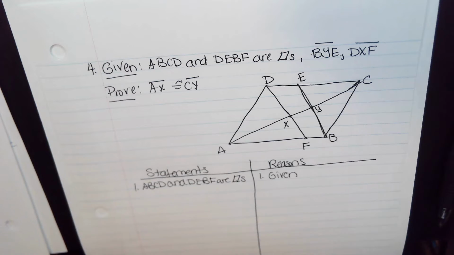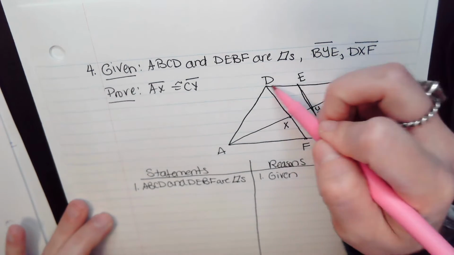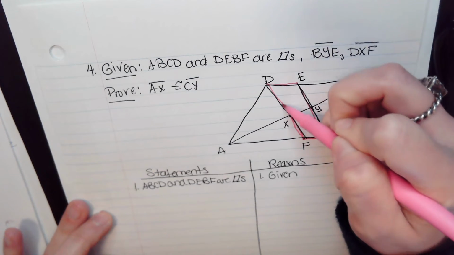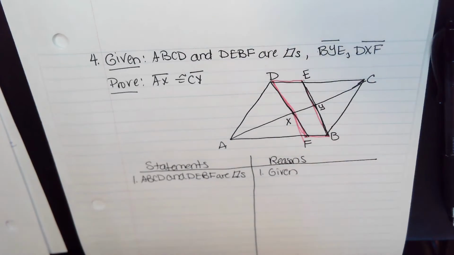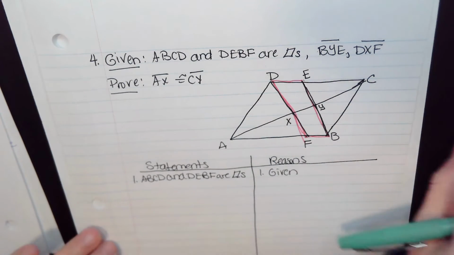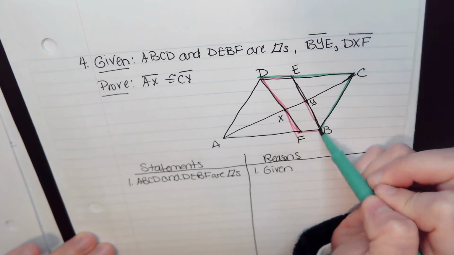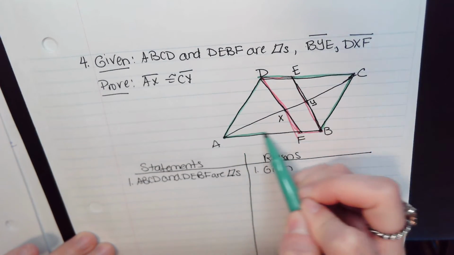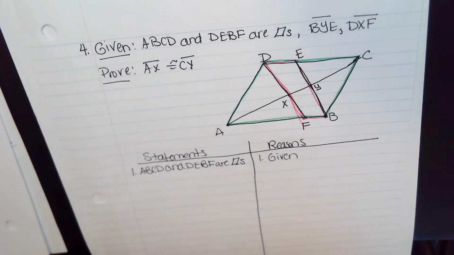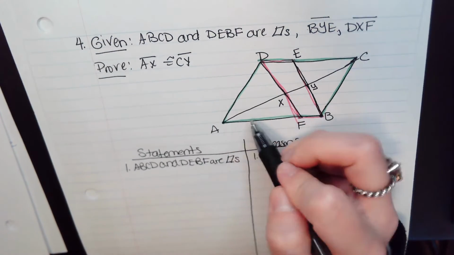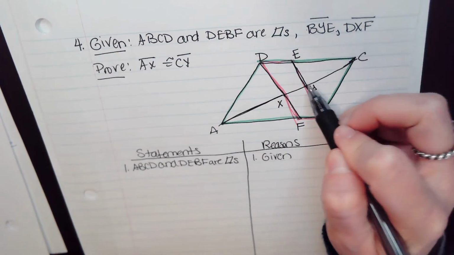All right, so again, you might want to trace these. So DEBF, we know that one is a parallelogram, and we know Mrs. Brzozowski is not very good at drawing these pictures, which is why I like to hand them out usually. And then ABCD, this green is also a parallelogram. So we've got two parallelograms there. We want to prove that AX over here is congruent to CY.